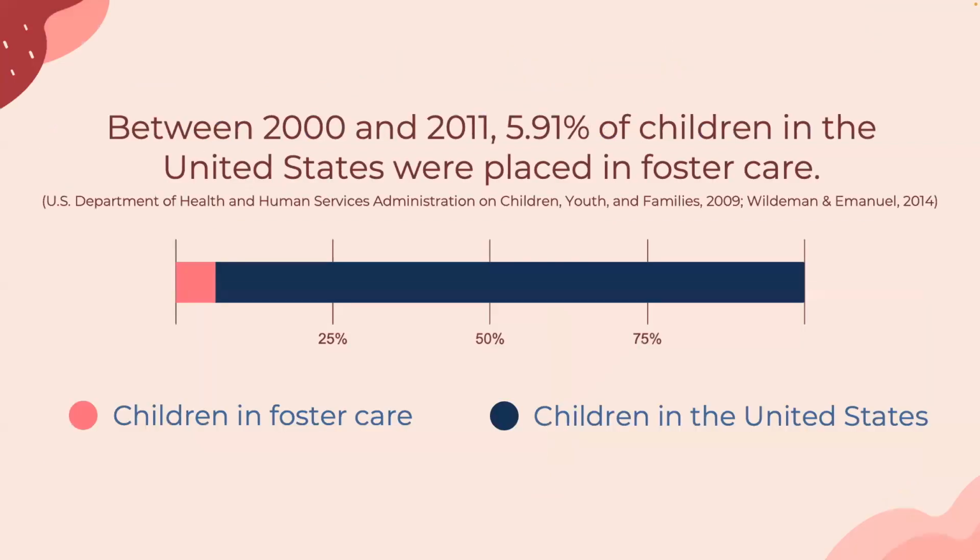So, according to research by Wildeman and Emanuel and by the U.S. Department of Health and Human Services Administration on Children, Youth, and Families, between 2000 and 2011, 5.91% of children in the United States were placed in foster care. That is nearly 800,000 children during that time period.